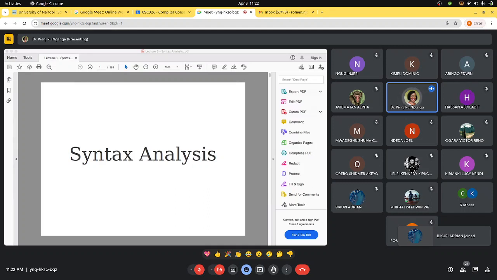So let's just go straight into syntax analysis. We have got a bit to go through, although largely it's a refresher.